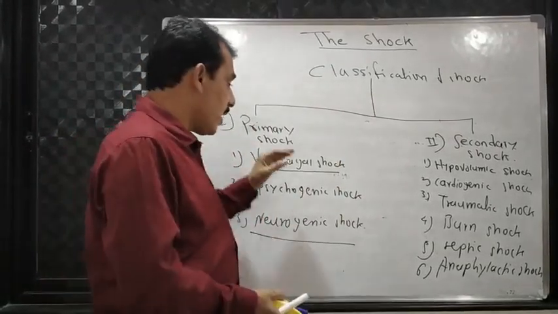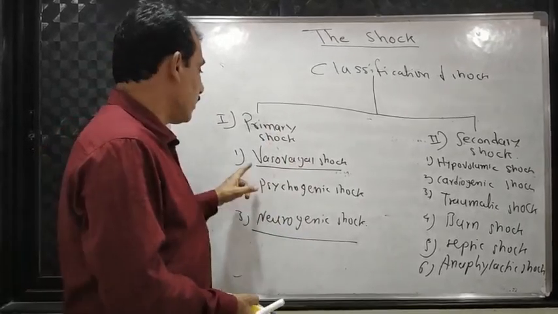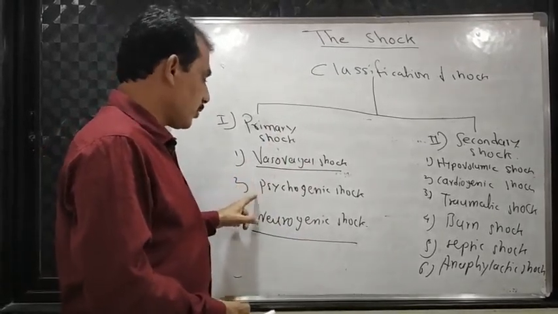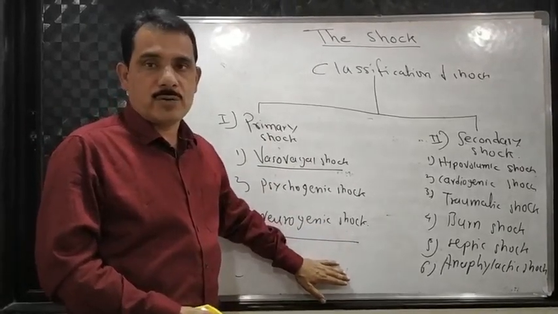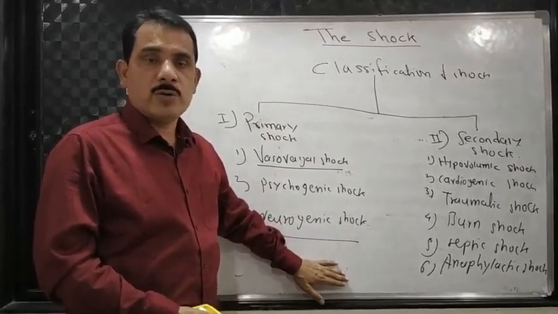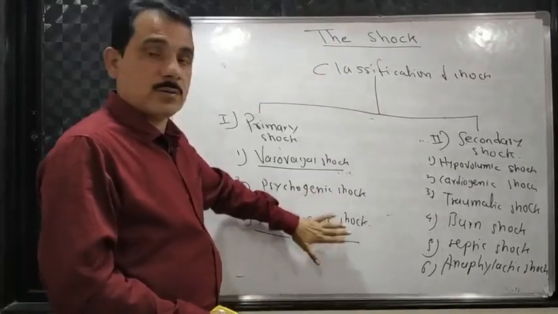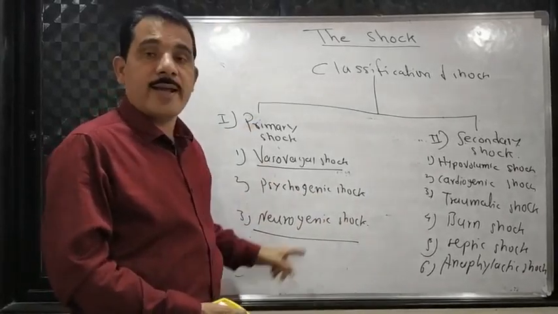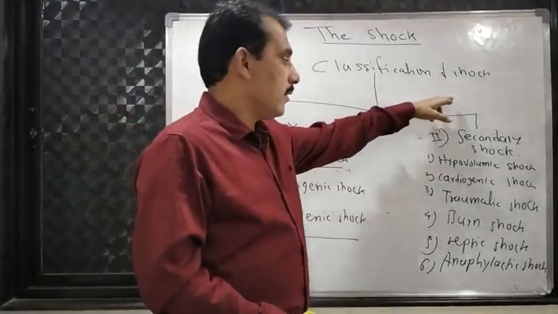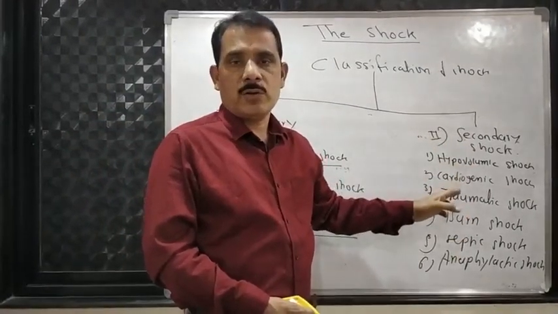So these three are the primary shock. Which ones? The vasovagal shock, psychogenic shock, and neurogenic shock. Did you understand? First of all, what do you mean by shock, then the classification of shock and the primary shock. In the next lecture, we will see the explanation about the secondary shock. That's all.